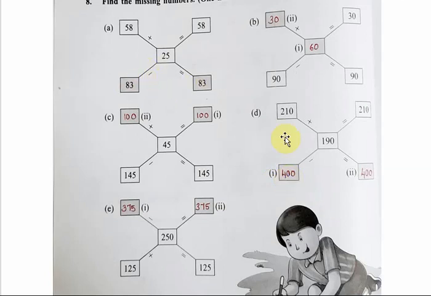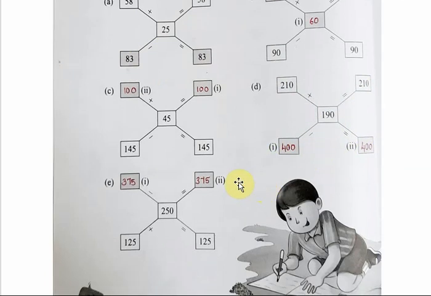I told you earlier in this question, 210 plus 190 we got 400. And here 190 and 210 are there. The other number is 400. Rest, this is the sum, this is the minuend. Okay. In addition, the sum is the largest number, and in subtraction, the minuend is the largest number. That's why these two are the same.